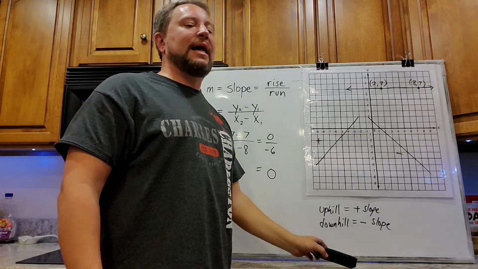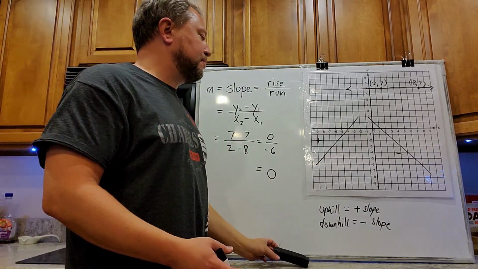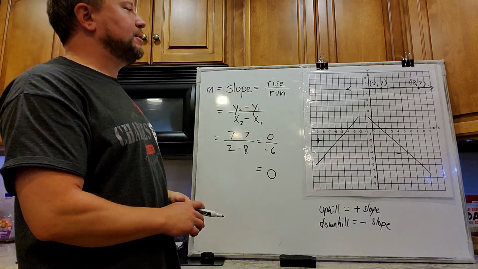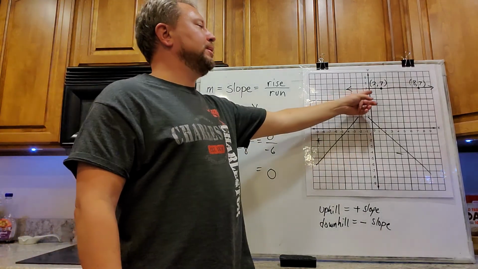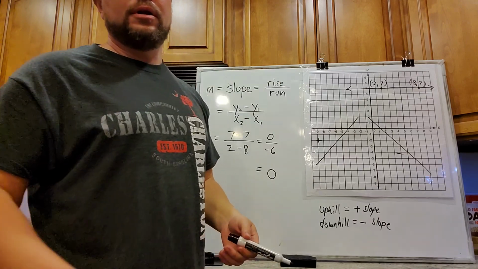Now there is a last scenario here yet. One more type of line to consider, and it's the complete opposite of the horizontal line.